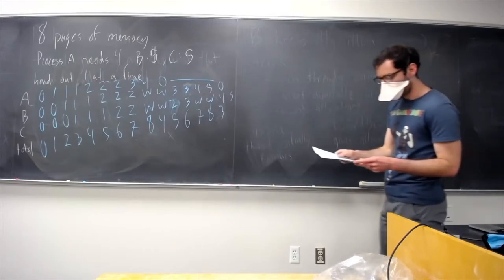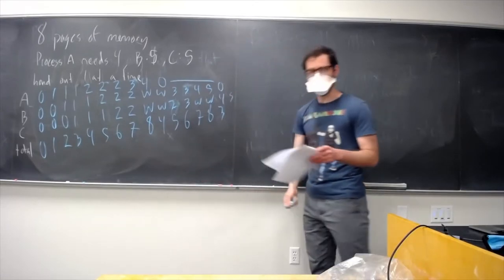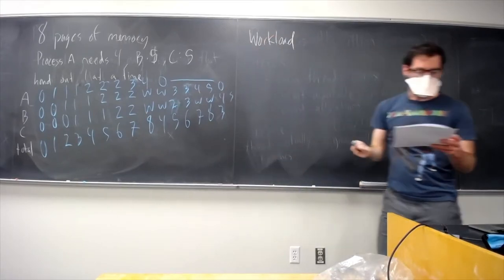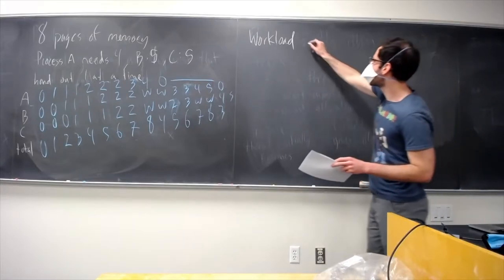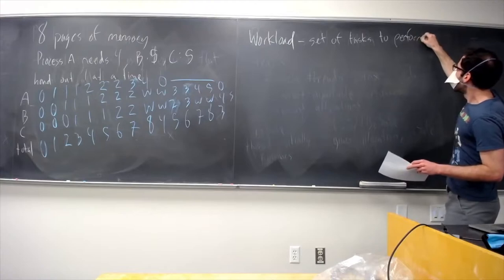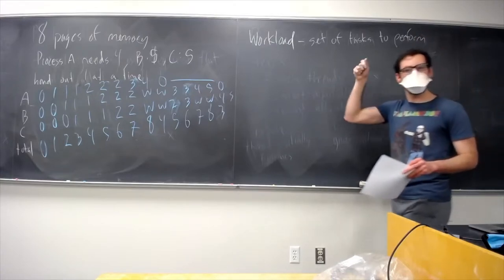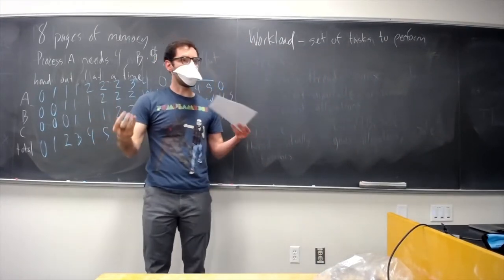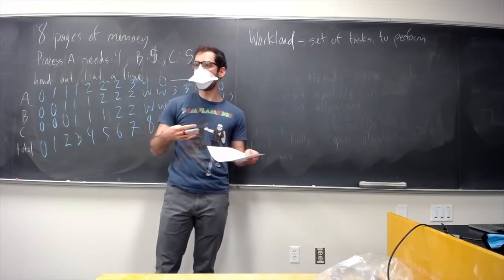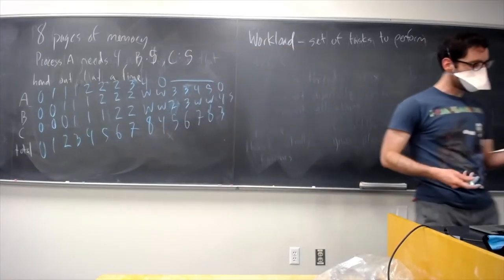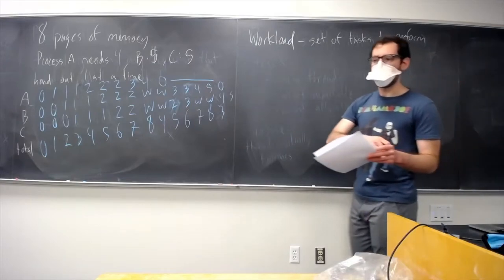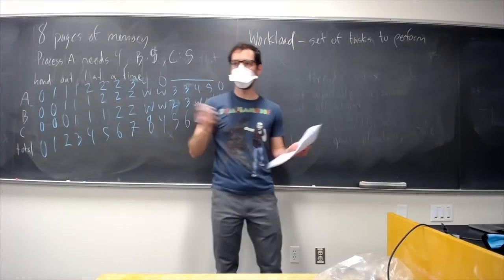So to define some terms up front, we have the workload of the scheduler, which is a set of tasks to perform. This is deliberately general because these scheduling decisions apply to a kernel deciding what threads to run, but also to a web server deciding which requests to fulfill in what order, and other situations. And these tasks can be any size, meaning they can be very long, they can be very short, they can have any amount of time.